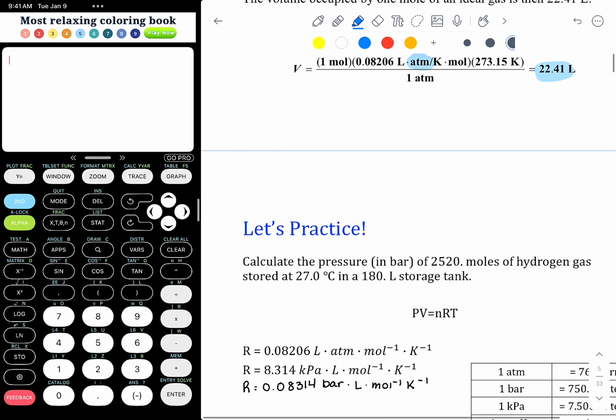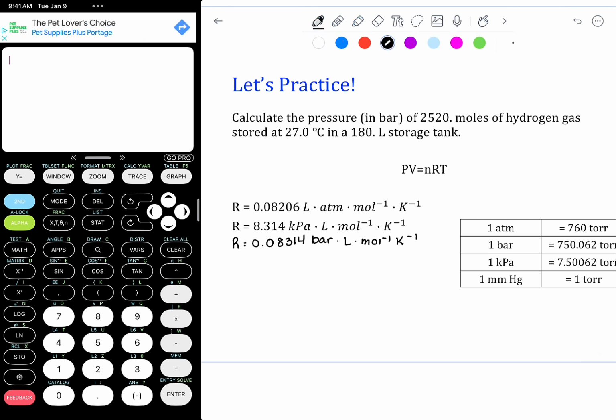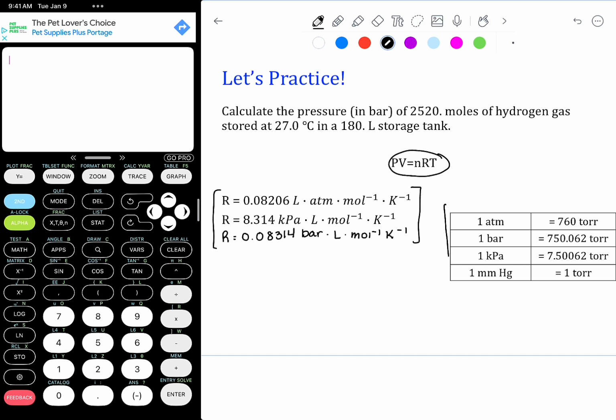So let's start to practice with our PV equals nRT expression. In this problem, we want to calculate the pressure in bar of 2,520 moles of hydrogen gas stored at 27 degrees Celsius in a 180-liter storage tank. So we're given here PV equals nRT, a bunch of our R values, as well as some conversions to go between a few different pressures in case we needed it.